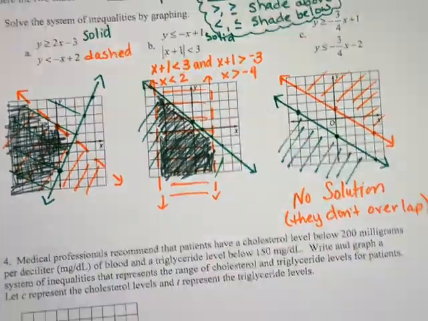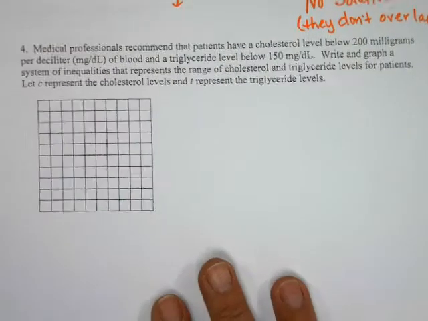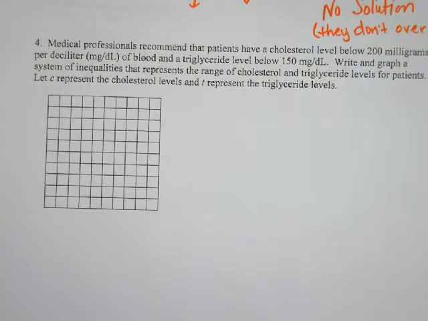Let's look at that last one down there. Number 4. Medical professionals recommend that patients have a cholesterol level below 200 milligrams per deciliter of blood and a triglyceride level below 150 milligrams per deciliter. Write and graph a system of inequalities that represents the range of cholesterol and triglyceride levels for patients. Let C represent the cholesterol levels and T represent triglyceride levels.